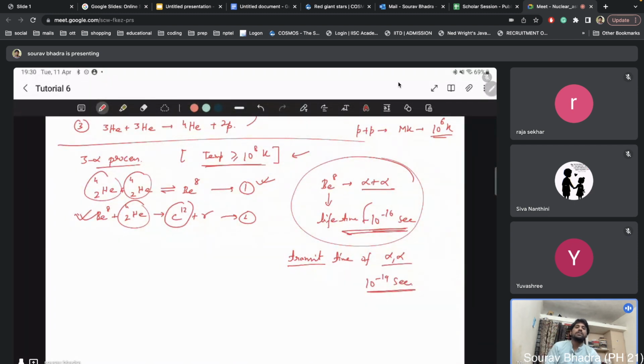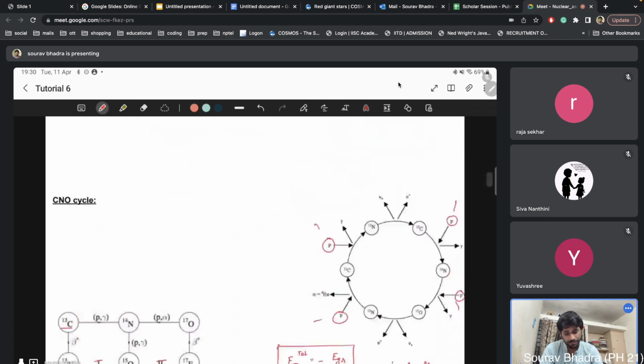Okay, so this is called the transit time of alpha. That means two alpha particles are transiting each other in a time of 10 to the power minus 19 second, because all the elements have kinetic energy inside the star and are moving randomly. So this transit time is much less than the 10 to the power minus 16 second, which was the lifetime. So that is the question.